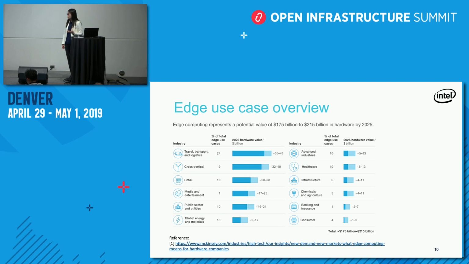A picture I got from a survey from McKinsey. You can see that there are use cases everywhere in every industry. We may have them in transportation, retail, consumer, healthcare, every industry, and it's quite promising. It has a potential value of 175 billion to 215 billion by 2025.